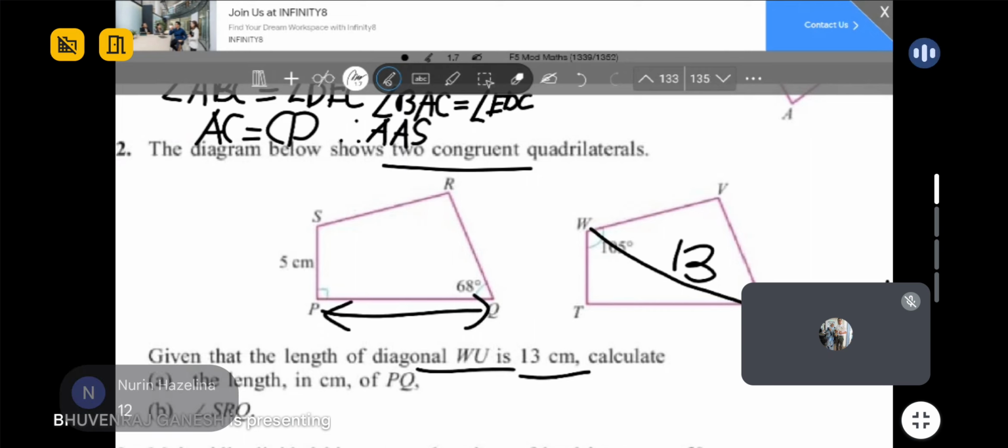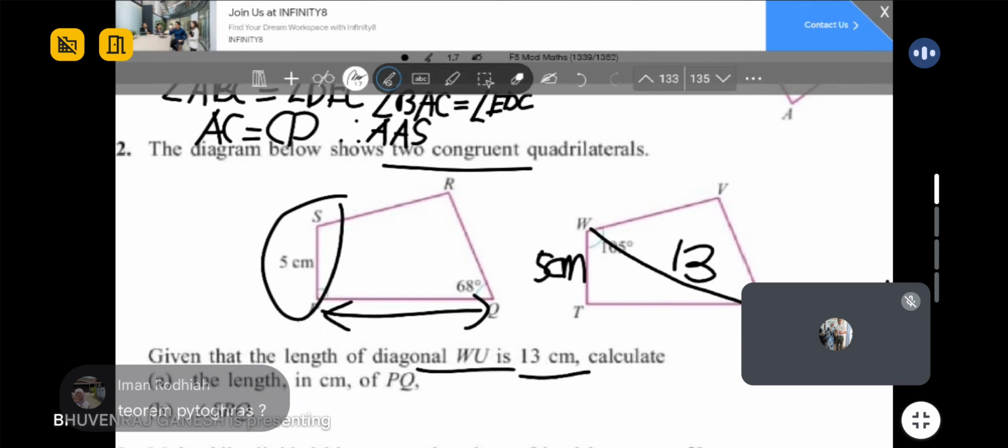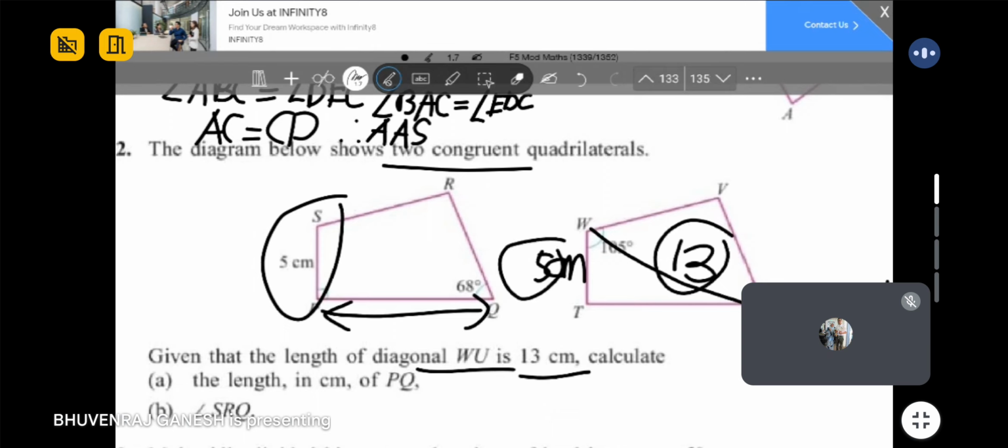Wow, very good. Correct. Okay, the answer is 12 cm, guys. So how you get 12 cm? Basically SP nilai ni akan sama because they say it's congruent. Yes, kita guna theorem Pythagoras. So guys, 13, 5, 12. This is the Pythagoras theorem. So kalau TU 12, PQ pun kena 12 lah. Baru dia congruent. Am I right?